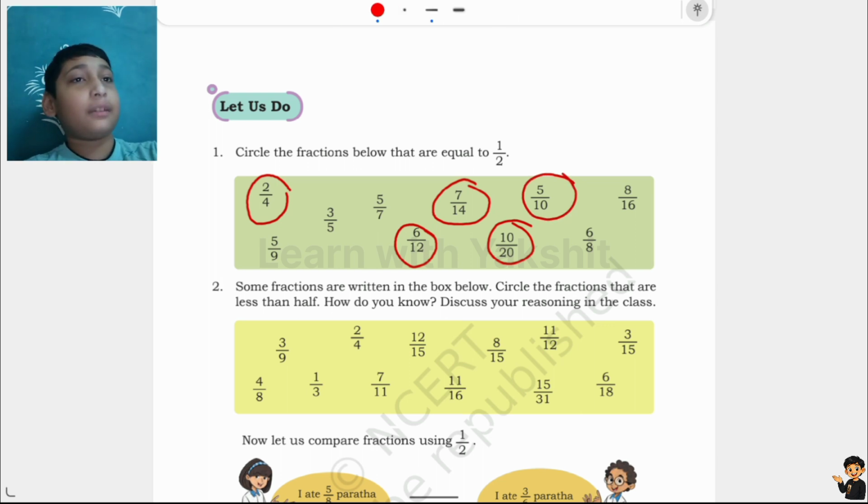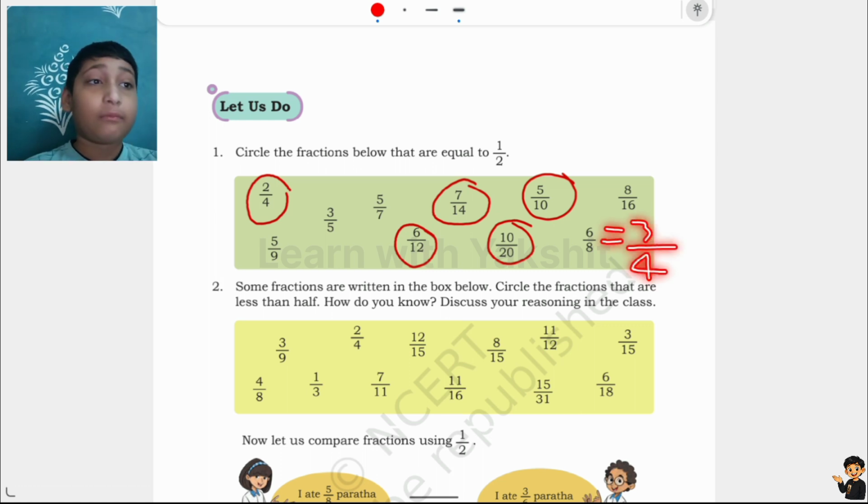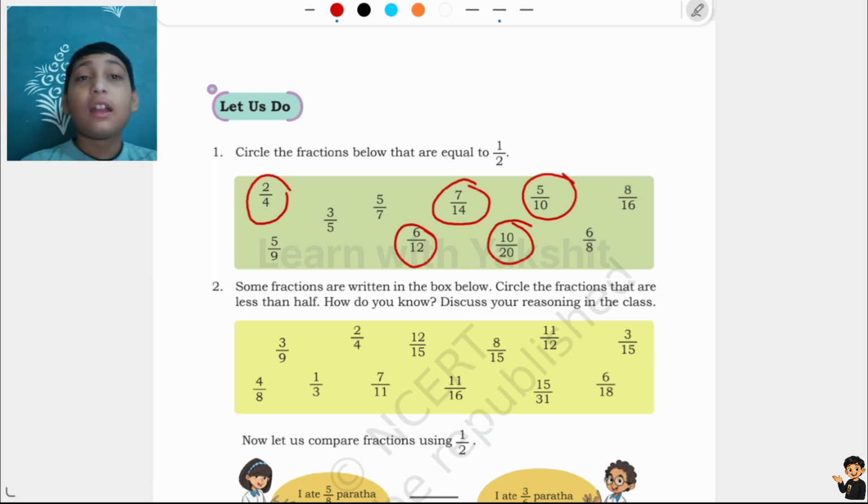Now we come to a tricky part. Do you see here 6 upon 8? It has an even number as its denominator, but there's a problem. This equals 3 upon 4, not 1 upon 2. It's 3 upon 4. Meaning we have to not count this. And 8 is half of 16, meaning that one is also correct.